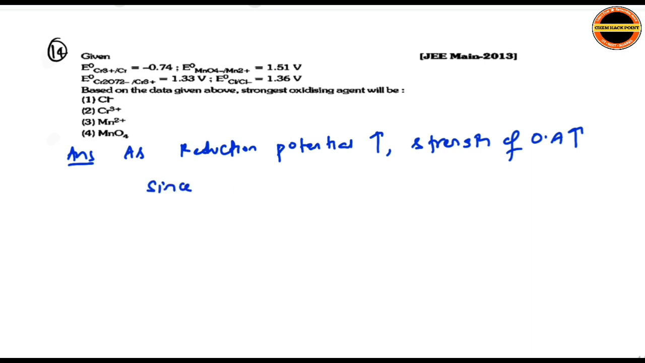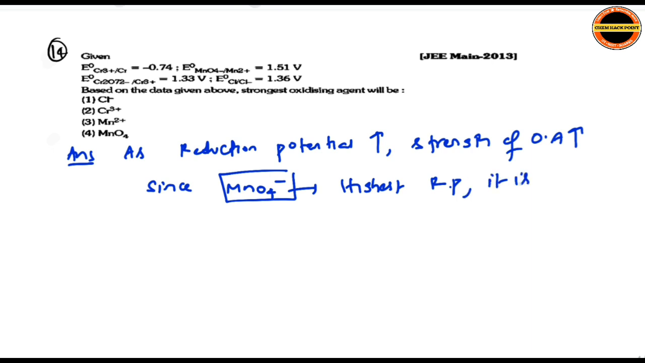So you can write, since MnO4 minus has the highest reduction potential. How do we know these are reduction potentials? See, Cr plus 3 became Cr, meaning charge decreasing, reduction potential. MnO4 became Mn plus 2. Mn is plus 7 charge here, it became plus 2, so charge decreasing. So all are reduction potentials. Hence, since MnO4 minus has the highest reduction potential, it is a strong oxidizing agent. So the answer is MnO4, option 4.